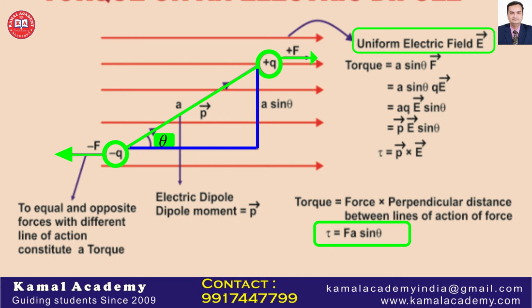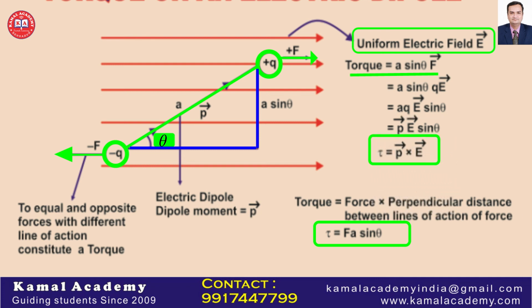Or we can write torque equals a sin theta times F, which can be further written as a sin theta times qE, as E is the electric field intensity, which is the force experienced by a unit coulomb charge. So if we multiply q coulomb with the electric field intensity, we get the force experienced by a q coulomb point charge. So it can be further written as aqE sin theta. aq is the electric dipole moment, so it becomes pE sin theta.